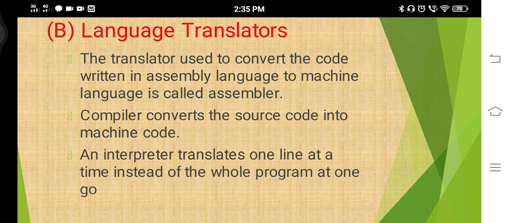And one more translator there is, the interpreter. It converts and checks the code line by line, meaning each line is converted and checked for any error. The whole program is not converted at once. One by one it checks the error and it runs the code. This is the use of the interpreter. Okay, these three are the language translators.